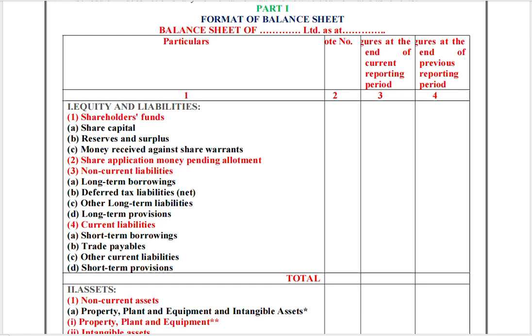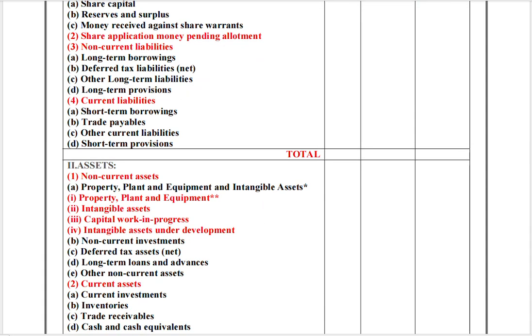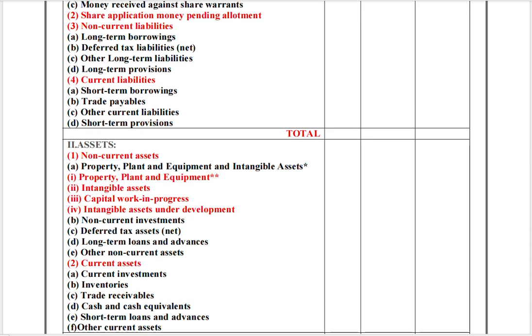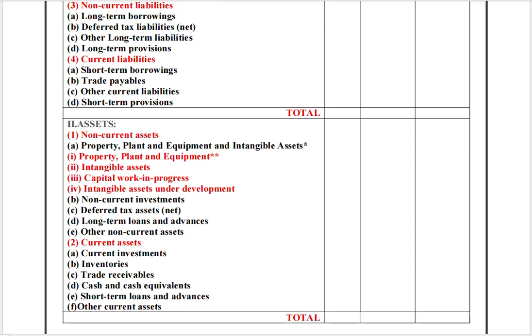So I hope it is clear, the major headings and subheadings are clear to you. And equities and liabilities is not a major heading. It's the name of the upper side of the balance sheet. Then the second heading is assets. It is the name of the lower side of the balance sheet. It has how many major headings? Only two: the non-current assets and the current assets.